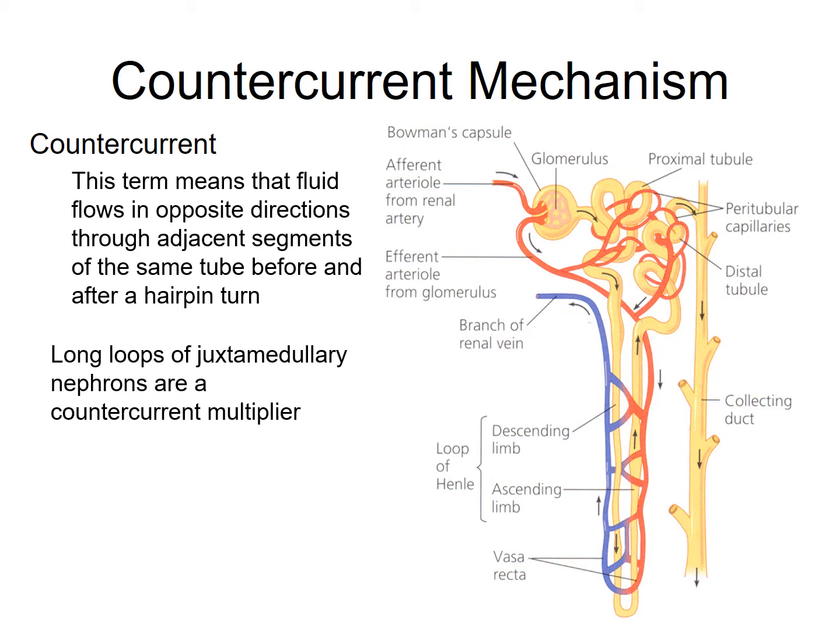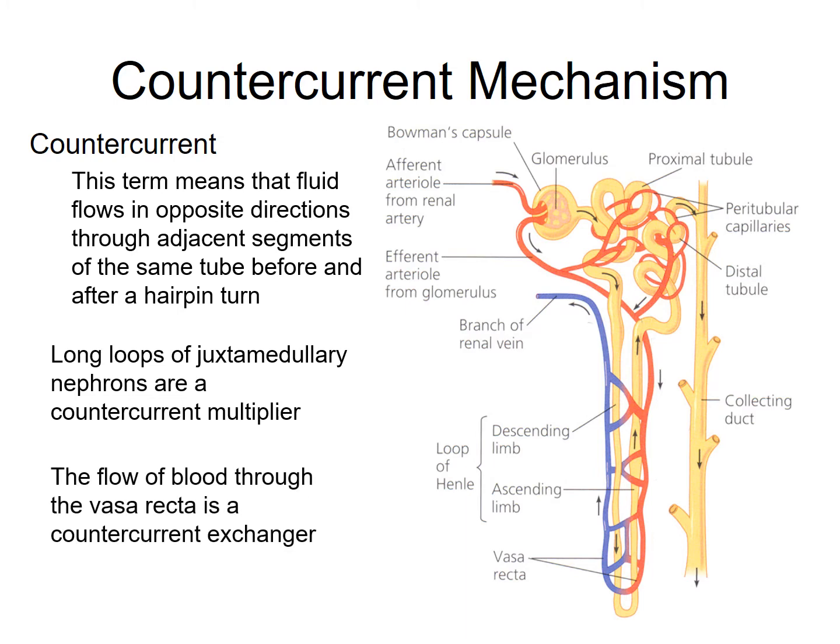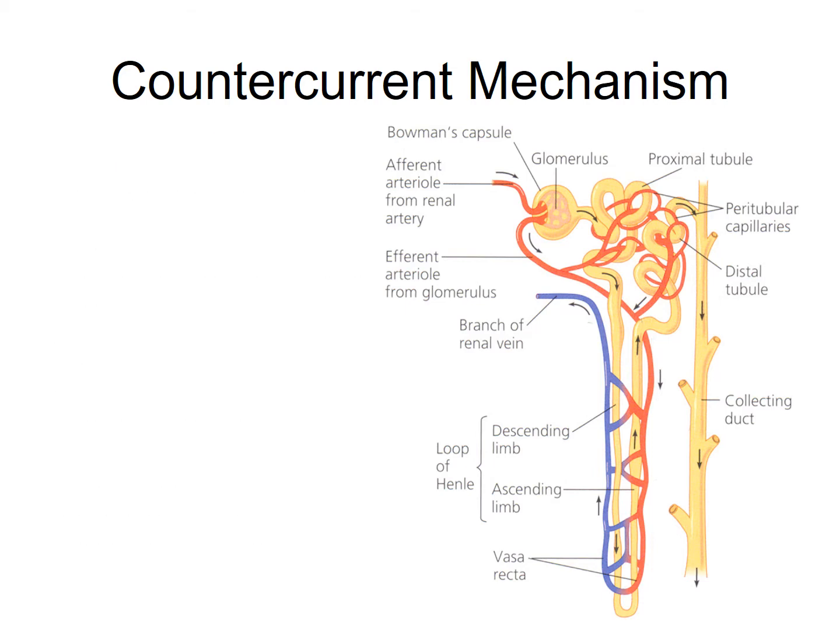So if you look at this on the way down and on the way back up, there's going to be flow in opposite directions, and this is the countercurrent. Now this is a countercurrent multiplier, and I'll explain what that means a little bit later on in the video. The other structure that has a countercurrent here is the vasa recta. And so the vasa recta, its flow of blood, again, is a countercurrent, as you can see. And it is a countercurrent exchanger. And towards the end of this video, I'll explain the difference between a multiplier and an exchanger.